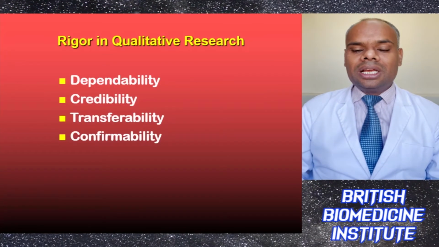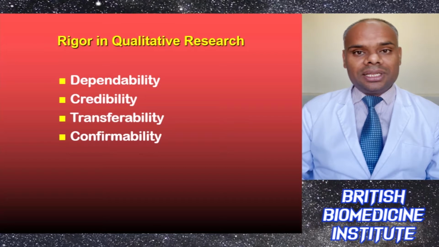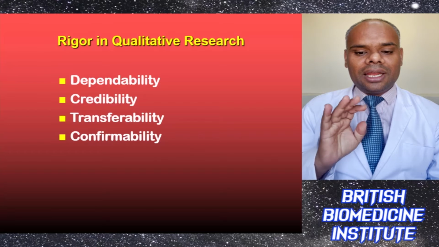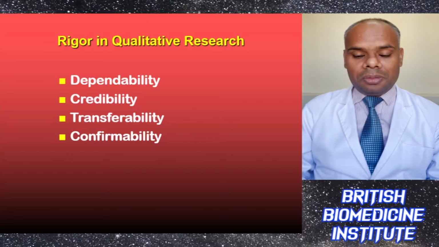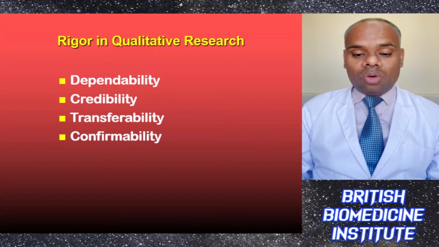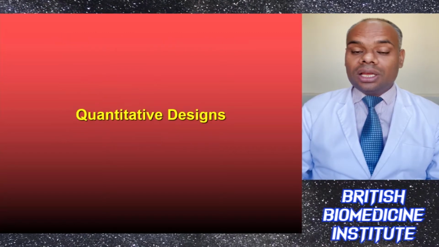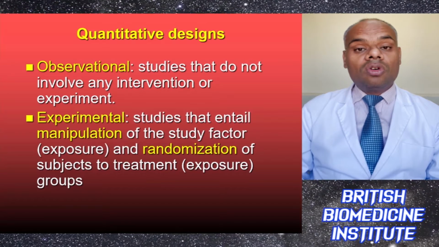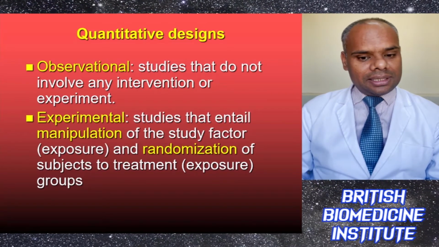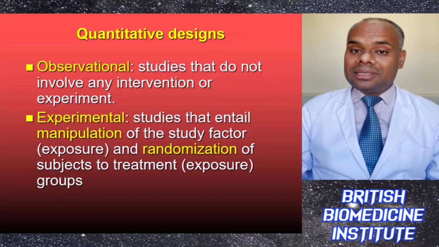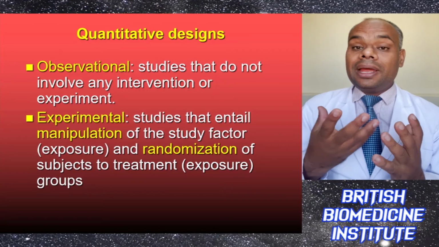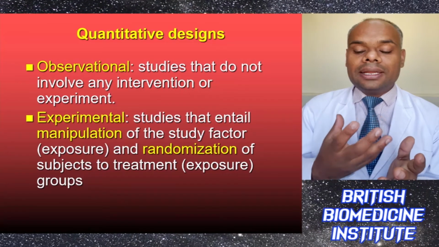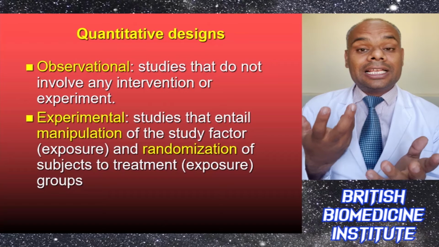The rigor in qualitative research is dependability. Second point, credibility. Third point, transferability. And fourth point, confirmability. Under quantitative design, basically, we will be taking care of observational studies that do not involve any intervention or experiments. And under experimental studies, which entail manipulation of clinical study factors like the exposures and randomization of subjects to treatment or exposure groups.